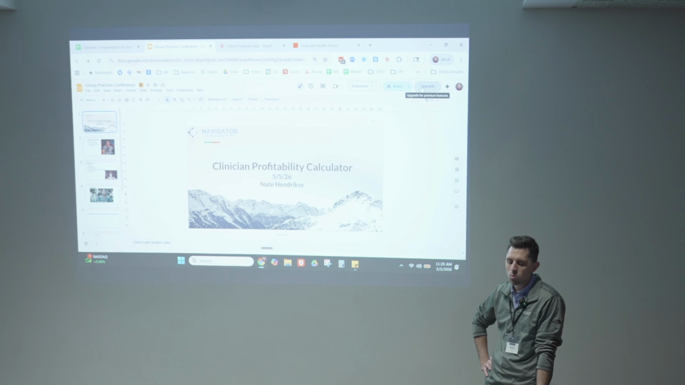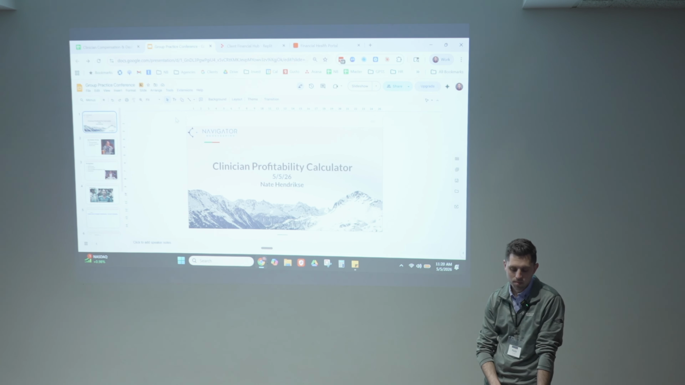But basically, first, we're just going to talk a little bit about the context of why we want this and why this is helpful. And then we'll actually look at the tool. We'll spend most of our time looking at the tool. And if anyone wants to volunteer their numbers, we'll look at some real numbers too, which could be fun. So, the Clinician Profitability Calculator.